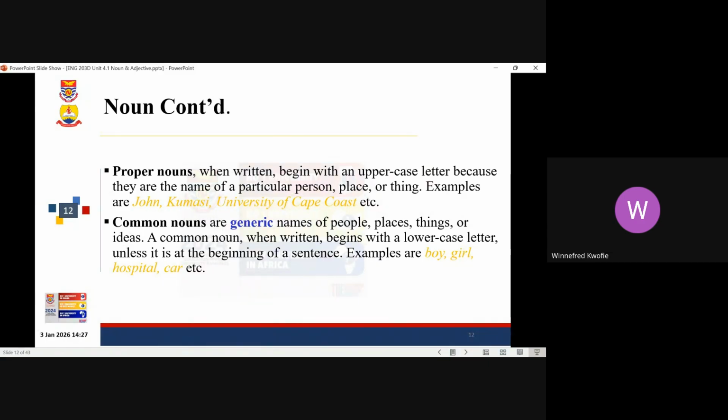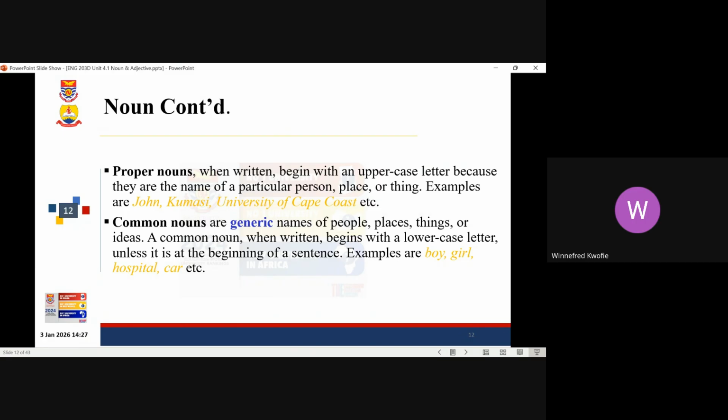So for instance, we have University of Cape Coast, we have Kumasi, we have John. These are proper nouns that identify specific places. And then we have the common nouns that give general labels. It gives general ideas, general places, and so on. So a common noun, when we are writing a common noun, unless it is beginning a sentence, we normally use the lowercase, okay? Common nouns usually begin with lowercase unless they are beginning the sentence.